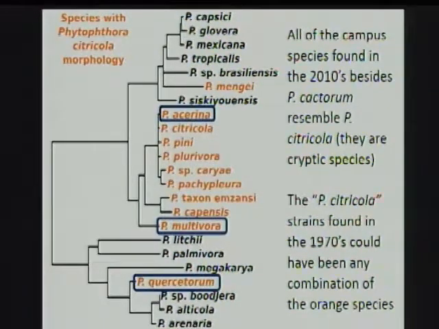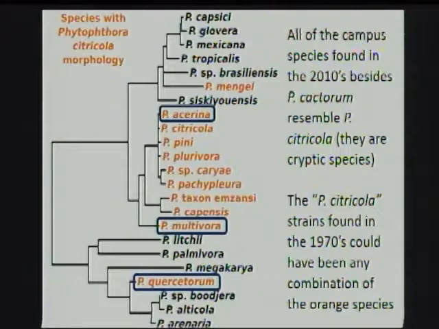So putting our 3 species that we found in 2010 onto that, they all could have been Phytophthora citricola from that paper in the 1970s, but of course, it could have been none of them, it could have been one of them, it could have been something that's not on this list because we have yet to find it, at least in the molecular era, and get a sequence from it.